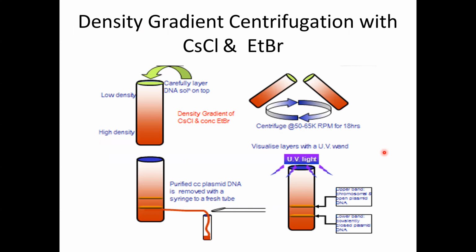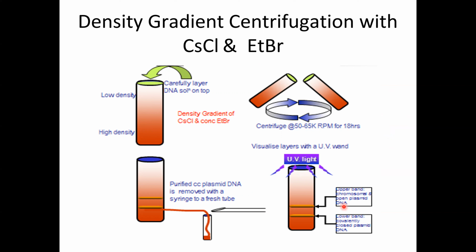So this is the basic concept of density gradient centrifugation with the addition of cesium chloride and EtBr. Here we put the layer of DNA solution on top, and then the density gradient of cesium chloride and concentrated EtBr. It will be centrifuged for more or less 18 hours at high speed, 50 to 60 RPM, and then you can visualize it using a UV wand.